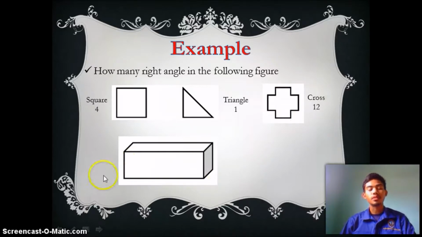How about this cuboid? Cuboid has 1, 2, 3, 4, 4 right angles on each surface. For a cuboid, we have 6 surfaces: 1 at the front, 2 at the back, 3 at the top, 4 at the bottom, 5 at the right, and 6 at the left side. So 6 times 4, we get 24 right angles.